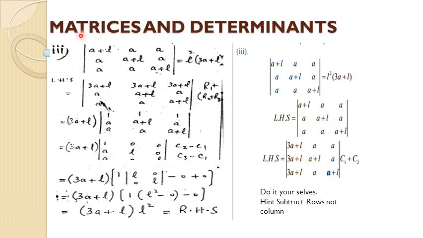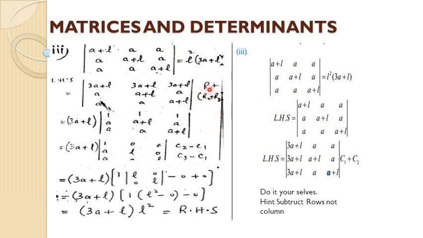Now students, you can see question number 3 part 3, and this is the better way. The determinant of a plus l, a plus l, a. Okay, this is the question. L square, 3a plus l. Why do I write two times? Why do I proceed two times? Because in this way you can add their rows.